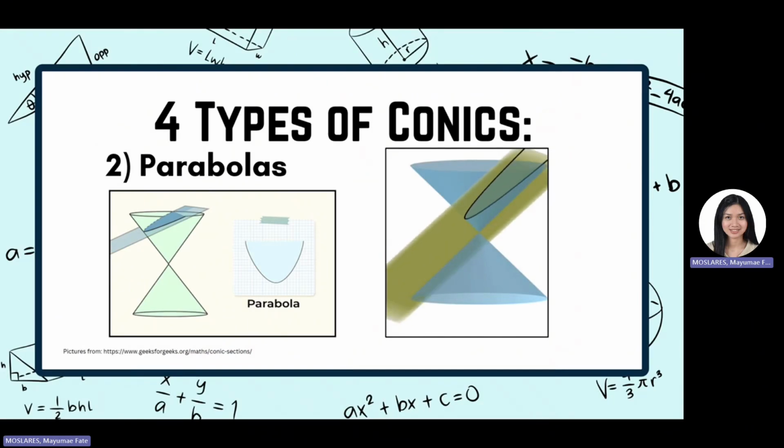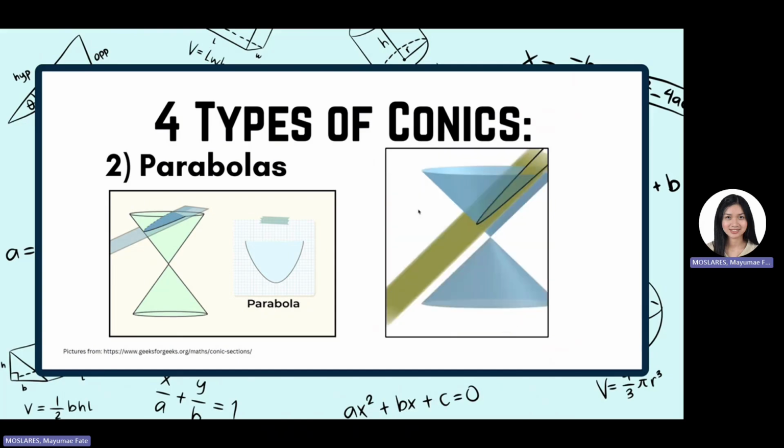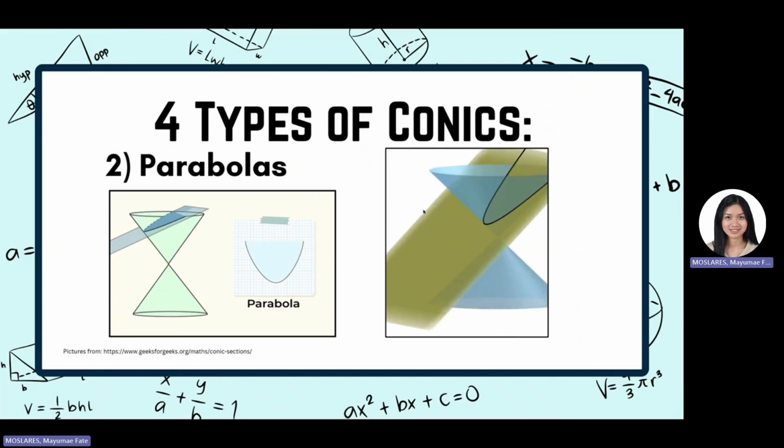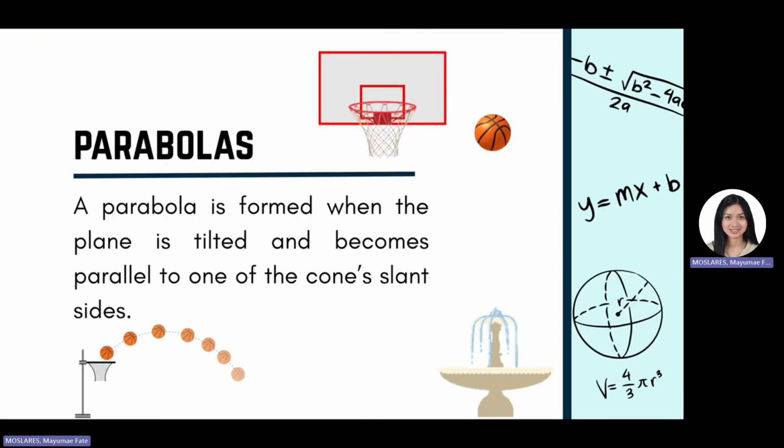A parabola is formed when the plane is tilted and becomes parallel to one of the cone's sides. It has a distinct U shape and reflects light or sound to a single point called the focus. This answers our question earlier. Basketball arcs and fountain sprays follow a parabolic path.